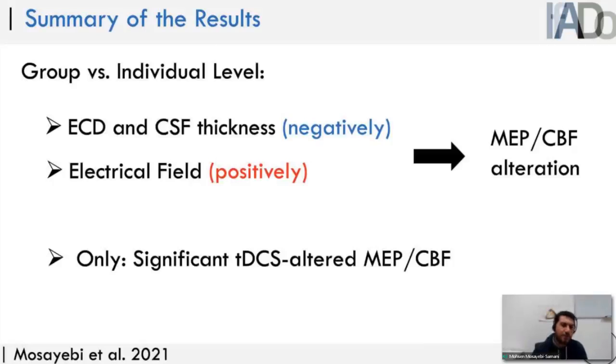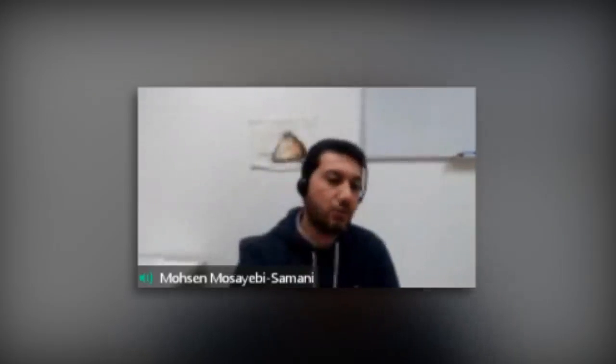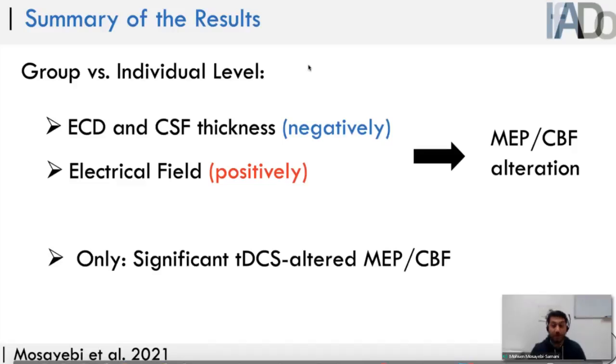Our results in general showed that among all the anatomical measures, ECD, electrode-to-cortex distance, and CSF thickness negatively, and electrical field positively, explained the MEP and/or CBF alterations caused by tDCS. However, we also found that this result was only valid when tDCS induced a significant neurophysiological effect, meaning that it might not simply predict the tDCS response, at least in our case, in some dosages where we have a kind of non-linear response. Next slide, please.